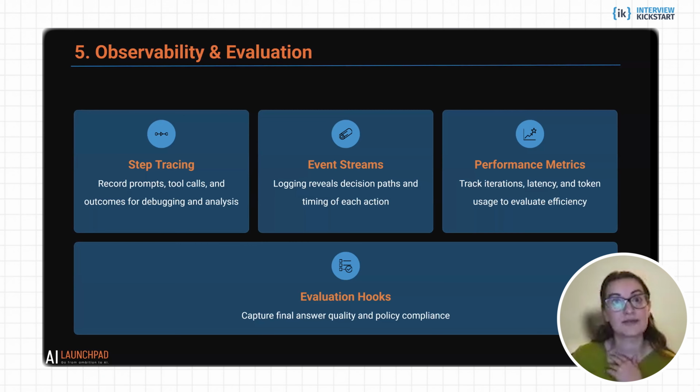We have observability and evaluation. In traditional software engineering, we monitor latency, error rates, throughput. In AI systems, we monitor all of that plus a new dimension: correctness, safety, cost. Every agent should produce a trace, a complete record of what happened, which prompts were sent to the model, which tools were called, how long each step took, and what the final outcome was.